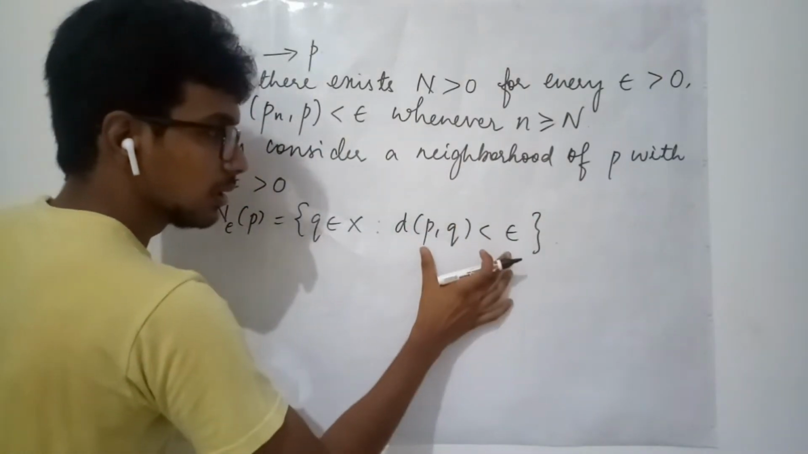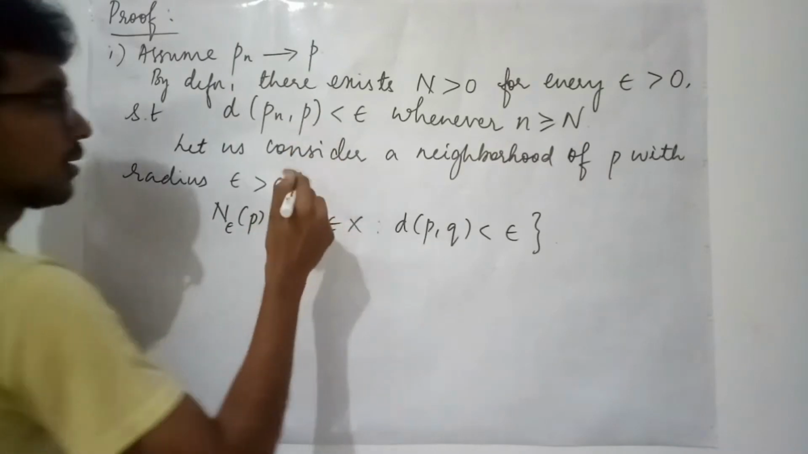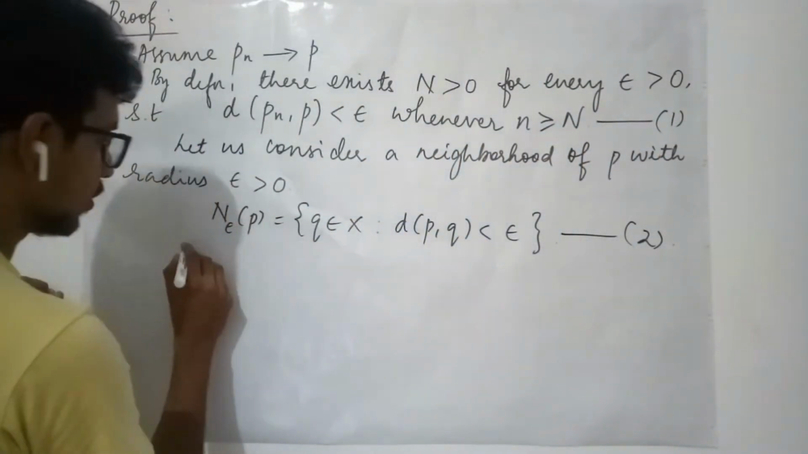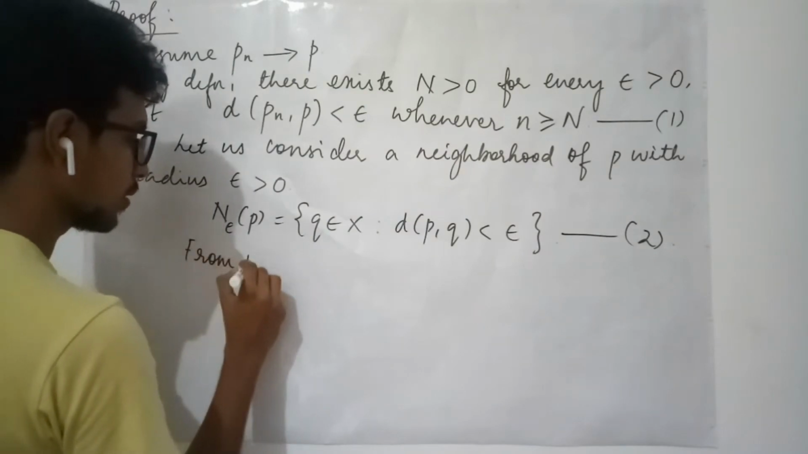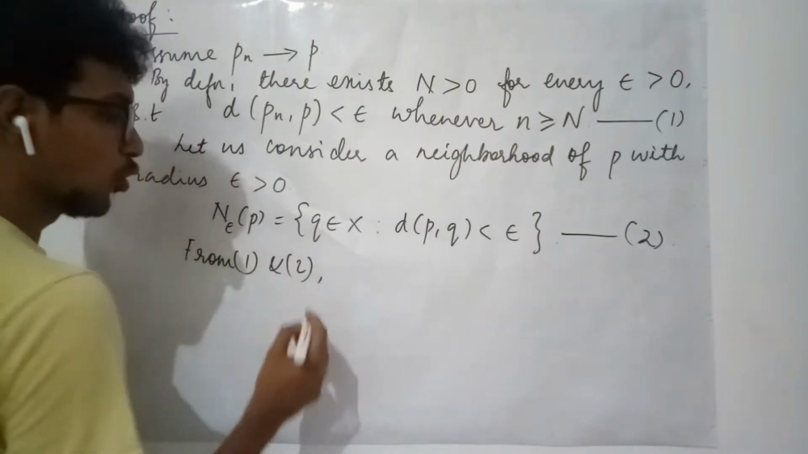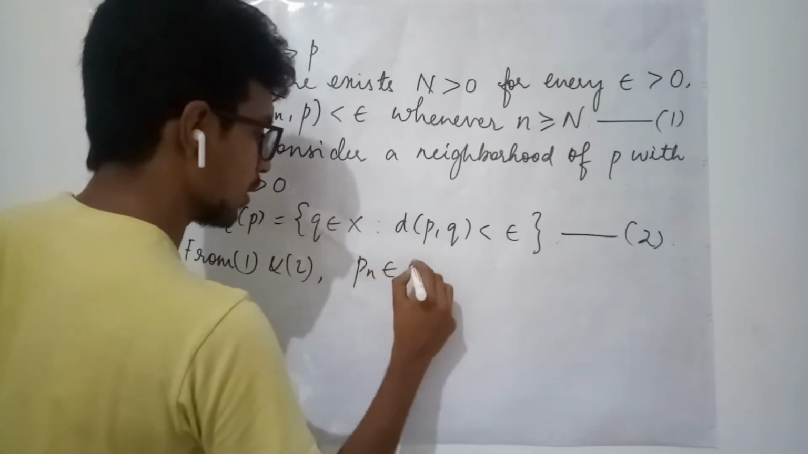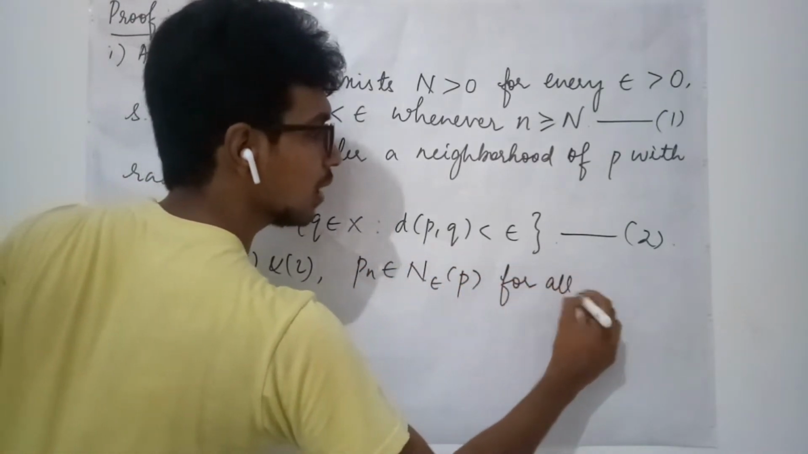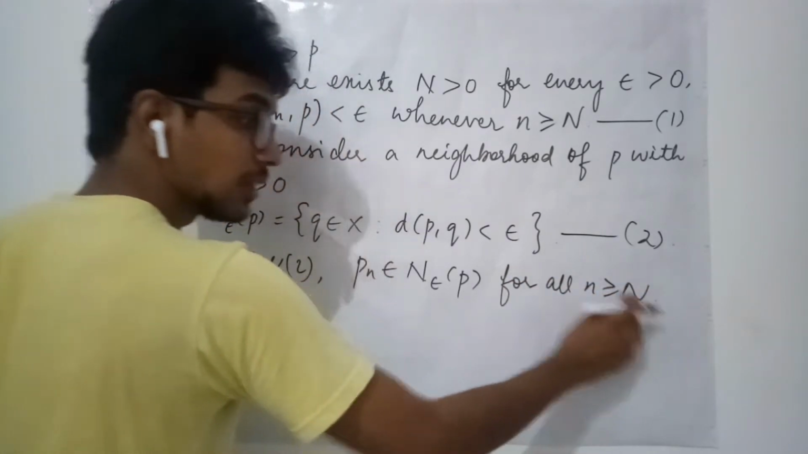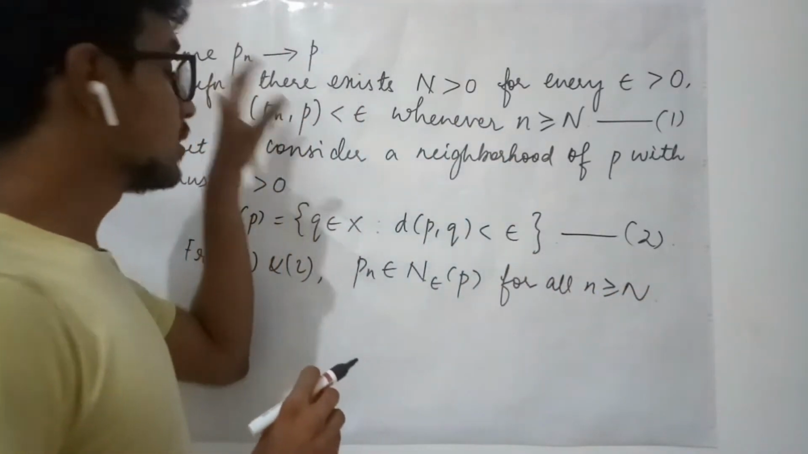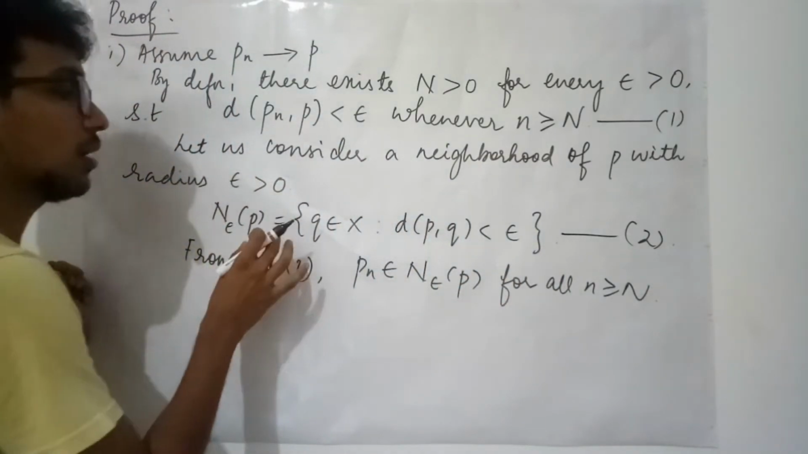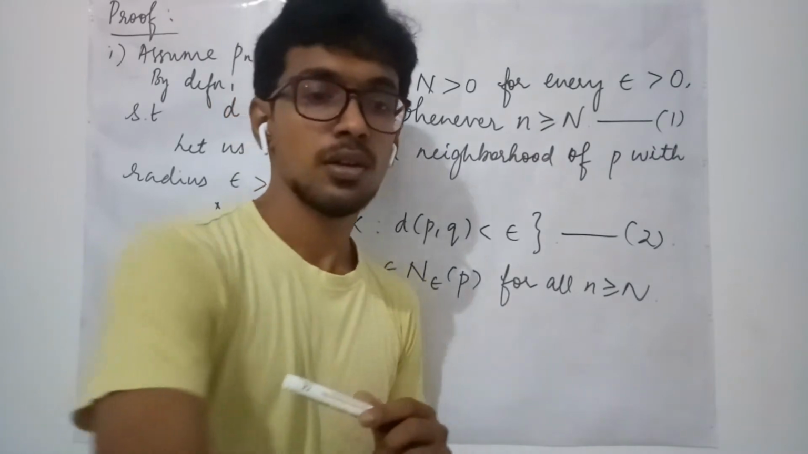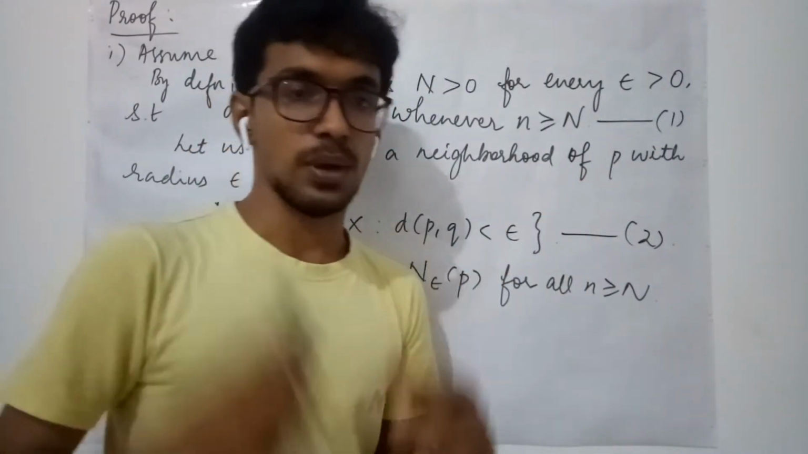So here you may see that if you have this to be equation 1 and this to be equation 2, from 1 and 2 you may see that Pn is a member of this neighborhood for all n bigger than or equal to N. After this stage, all the terms in this sequence are members of this neighborhood. This is what we needed to prove. So we have done the first way.